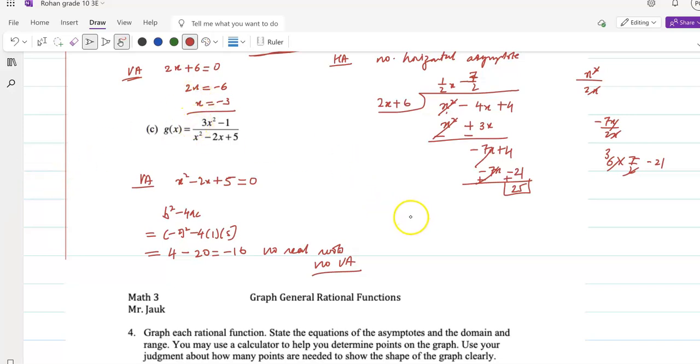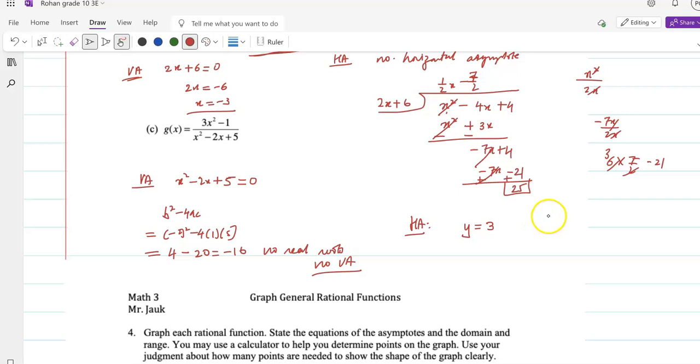It has a horizontal asymptote. What's the horizontal asymptote? y is equal to what? 3 upon 1. Right, because it's the coefficient of the numerator divided by the coefficient of the denominator. So now sketch it. You'll see that graph.